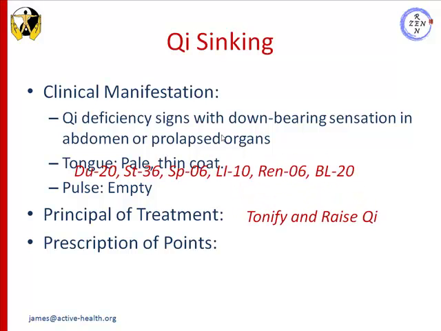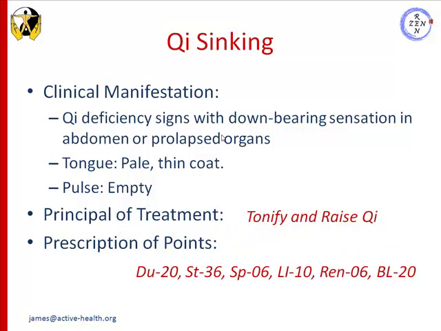Our points would be slightly different, and yet the same as tonifying Qi. We have Du 20, which is an excellent point for raising Qi in the body. Stomach 36 also raises Qi when it's combined with spleen 6, it improves its functioning. Large intestine 10, again in combination with stomach 36, tonifies Qi of the whole body. Ren 6 and bladder 20 would be points that we may use.